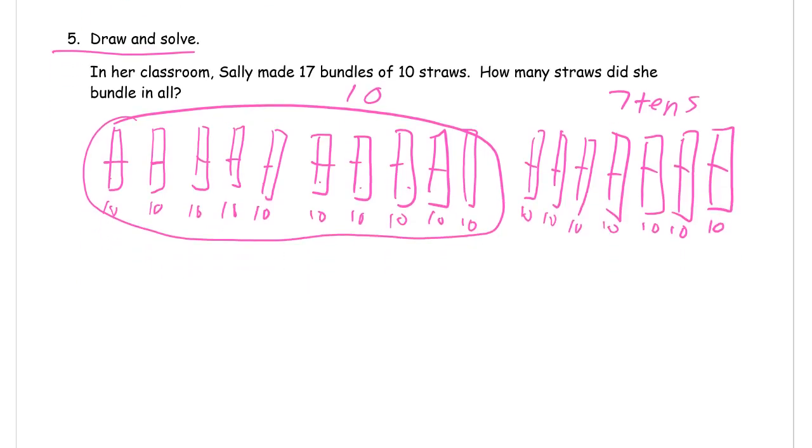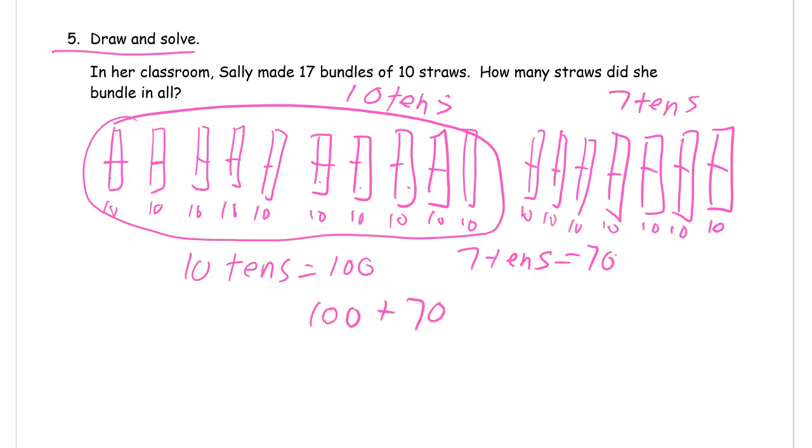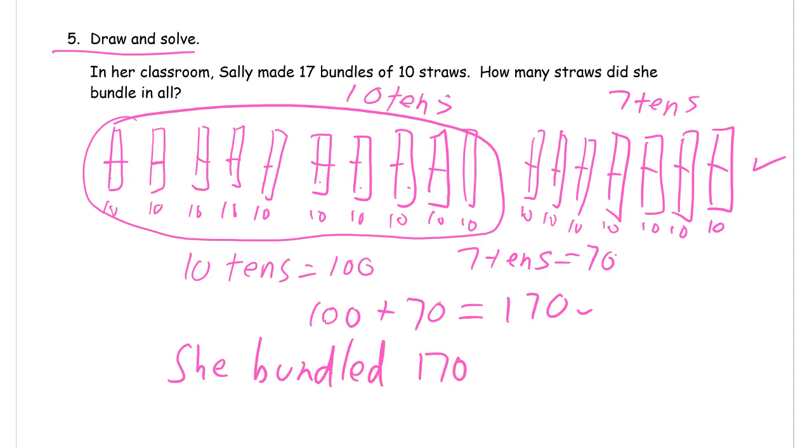How many straws did she bundle in all? We have 10 tens is 100. 7 tens is 70. 100 plus 70 equals 170. There we have our picture. We drew it, just like we had to do. There's our number sentence, and there's our equation. She bundled 170 sticks.